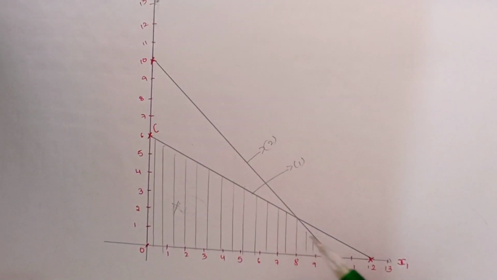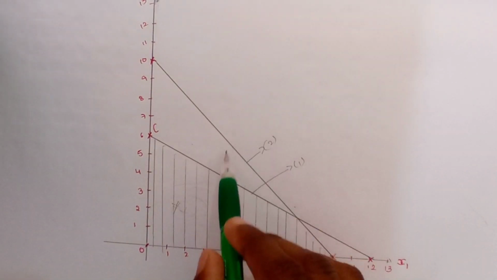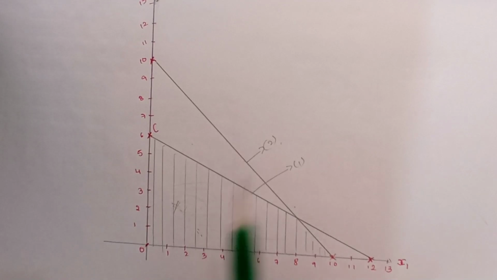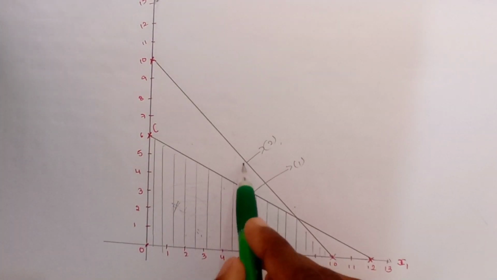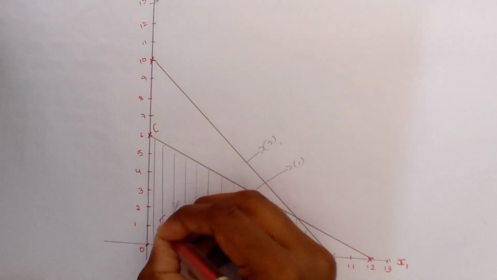So when they have given lesser than or equal to, you have to shade the region below the lines. When they have given greater than or equal to, then you have to shade the region above the lines. Now they have given lesser than or equal to, so I will shade the region below the two lines. Below the two lines the region is this, so I will shade this region, and this is the feasible region.